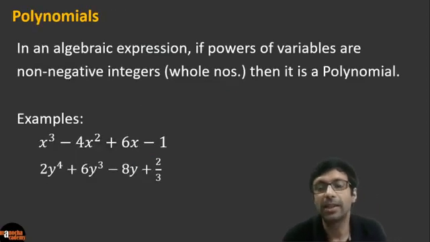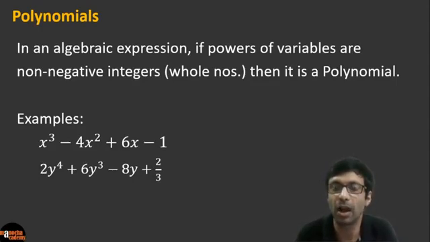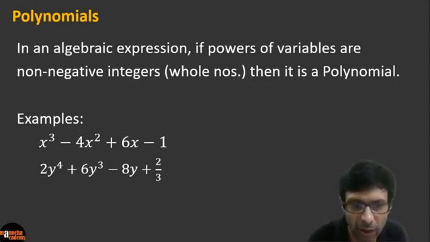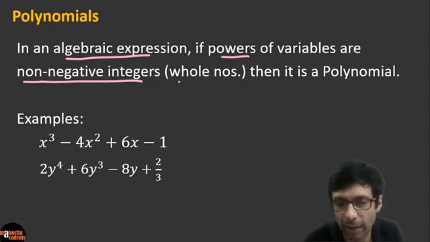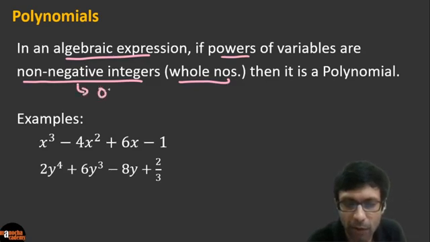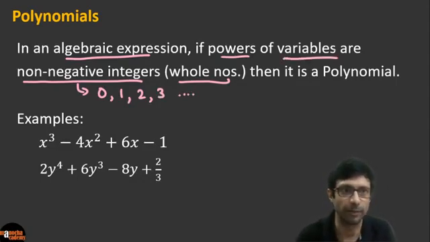Great. Now let's see. So we talked about constants and variables and algebraic expressions. Now let's learn what is a polynomial, which is the topic for today's class, right? So polynomial: in an algebraic expression, if the powers of variables are non-negative integers, in other words, we can say they are whole numbers, right? So what are non-negative integers? You can have 0, 1, 2, 3 and so on. So if the powers of the variables are these, then it is a polynomial, right?